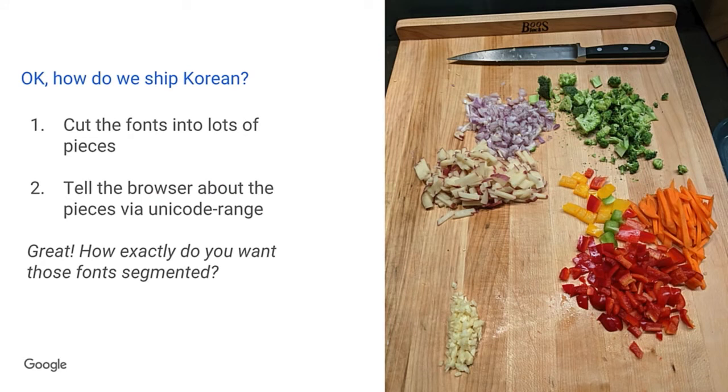Okay, so let's figure out how we're actually going to ship Korean. So using Unicode Range and WOFF2, we're going to cut our fonts into a lot of pieces. We're going to tell our browsers about these via Unicode Range and have it get the pieces it needs. So this sounds very simple. Unfortunately, though, the hard part is figuring out how to cut the font into pieces. The fonts have, say, 17,000 code points, and the number of ways you can group those is extremely large.